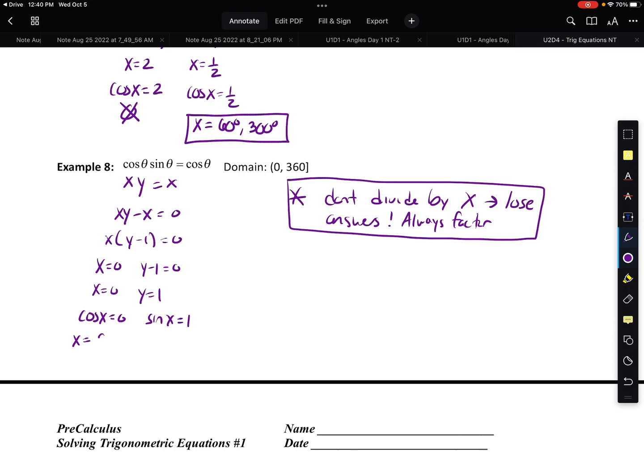Right? Where is cos 0? At 90 degrees and 270 degrees. Where is sine 1? At 90 degrees. So those are my answers. So if we didn't get the cos x equals 0, we would have lost out on the answer of 270.